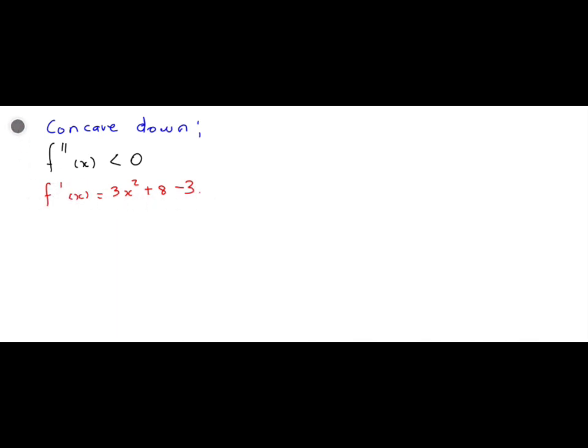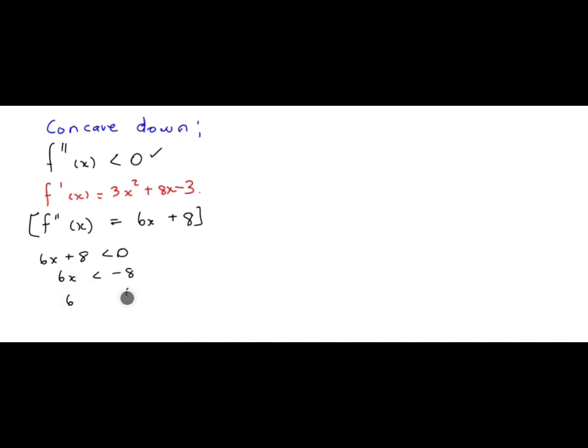If I derive this further, I will have 6x plus 8. I actually realized that I'm missing a variable x there, my bad. So of course I'm going to have this part expressed in that manner. So 6x plus 8 is less than 0, and I'm obviously going to find x from this.